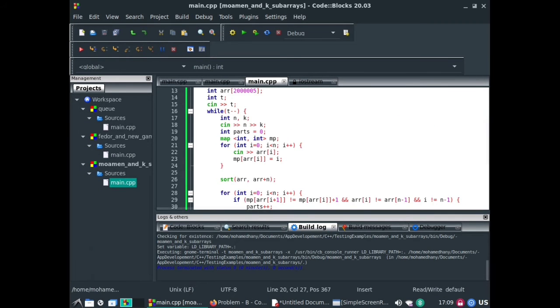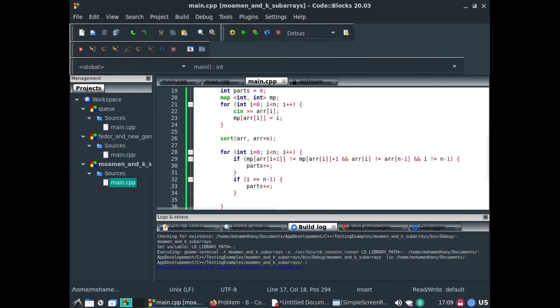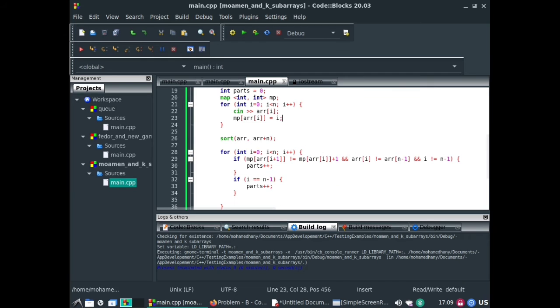That is the basic idea of the algorithm, and I have it over here. So over here we have our input array, and then we have n and k, and then we have this parts variable that keeps track of how many subarrays we have. Then we have that map of integers. That map actually keeps track of the indexes of the original array. So over here, as you can see, we're taking the array and we're keeping track of the index of the elements. Then we sort the input array.